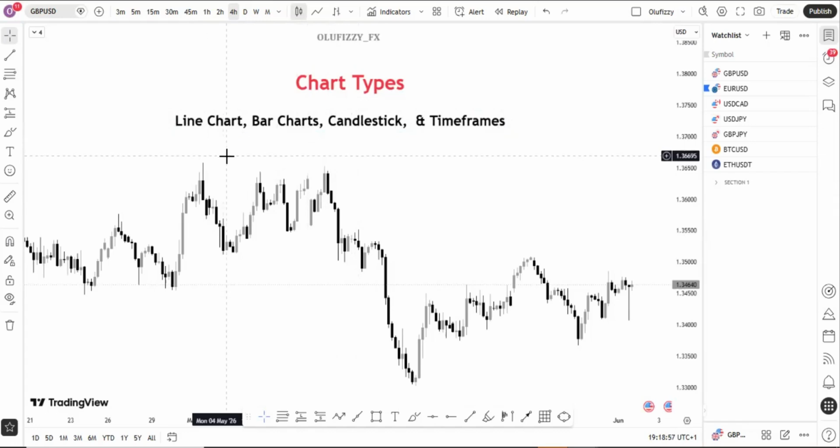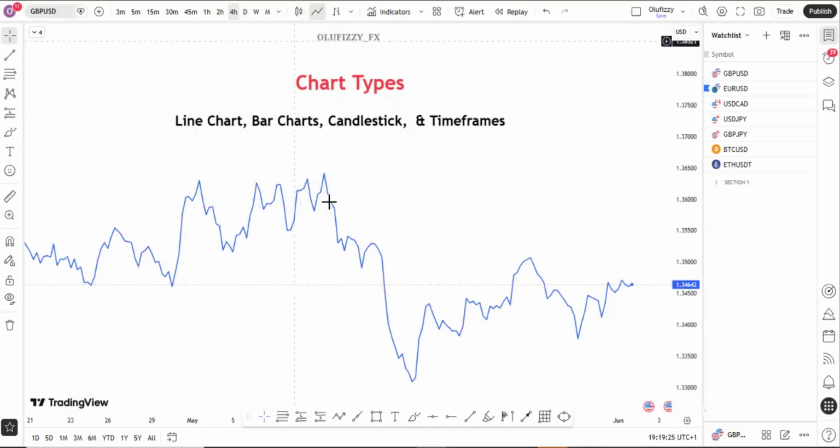So, what is a line chart? A line chart connects closing prices together using just a single line, and it can give a trader a view of the direction of the market. You see that you just have a line on your chart, which means this particular line chart has already connected the prices of the market together in just a line. This can help you to identify a trend. Maybe price is going up or price is going down.